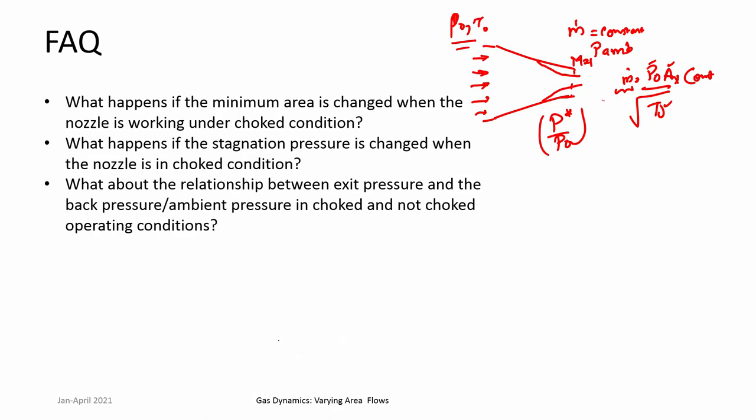So, the other thing is, what happens when stagnation pressure is changed when the nozzle is in choked condition? When you change stagnation pressure and this convergent nozzle is working in choked condition, then mass flow rate will increase. Again, you can go back to this particular form, P0 increases, mass flow rate increases. Not only does mass flow rate increase, the pressure and density at exit will also increase, and that need not be the same as P ambient.